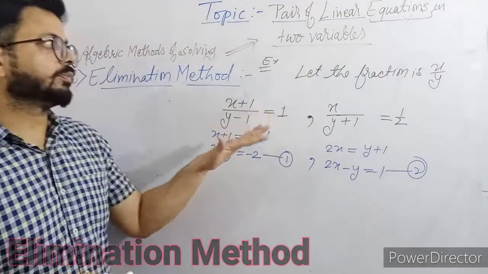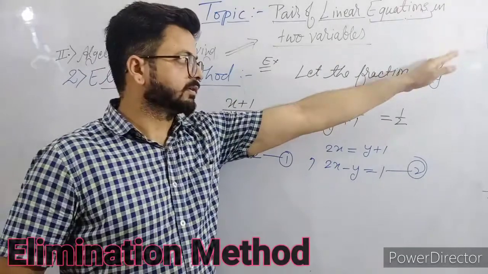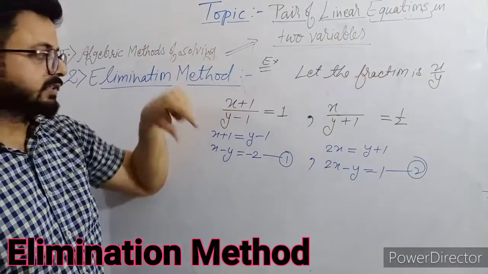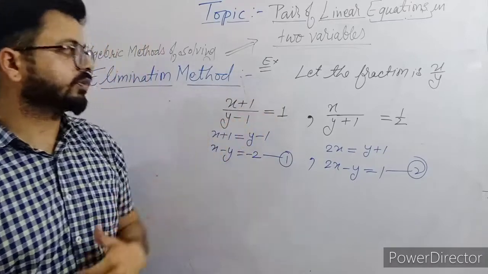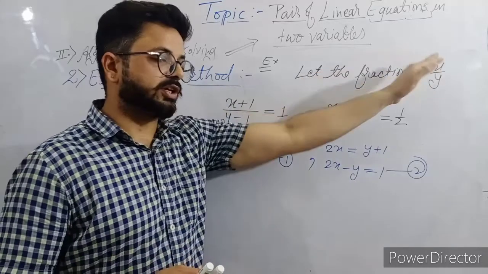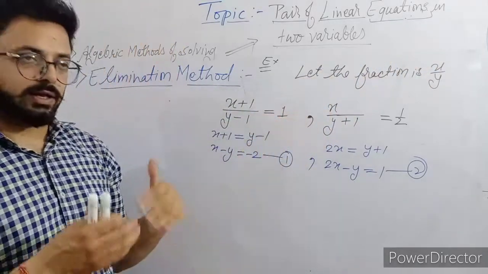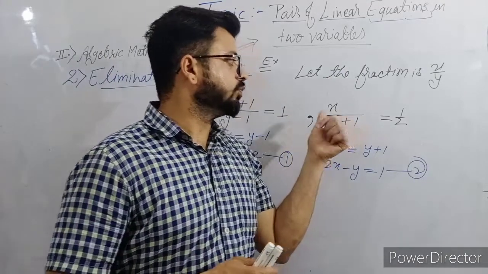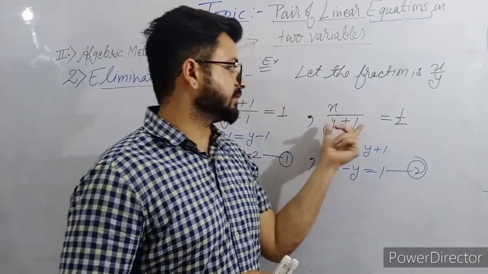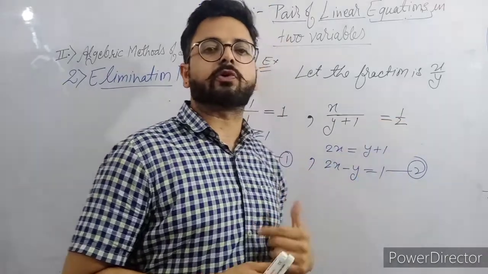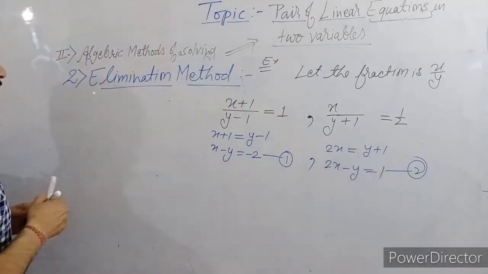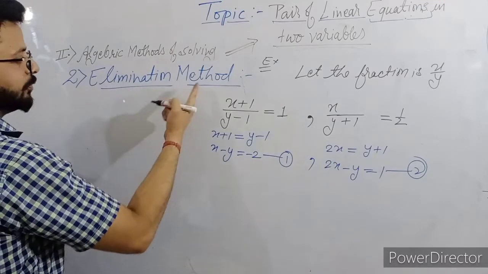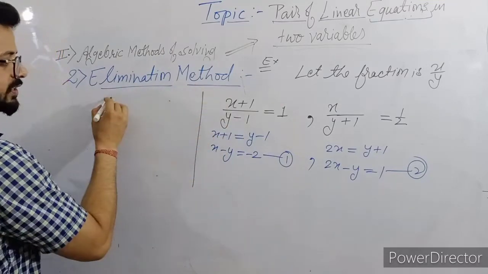Before, it was given as a word problem: what is the fraction, and the condition was if we add 1 to the numerator and subtract 1 from the denominator, the fraction reduces to 1, and if we add only 1 to the denominator, then the fraction becomes 1 upon 2. Now we have two equations, we will solve. It's your choice. We are studying the elimination method, so definitely we will solve by elimination only.